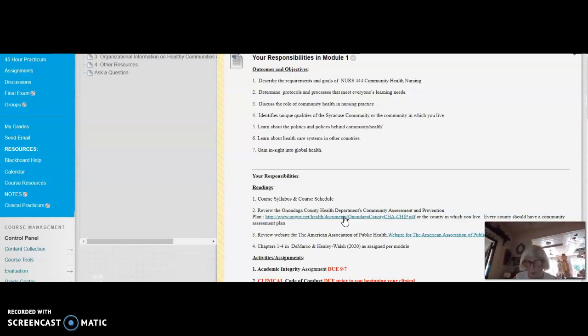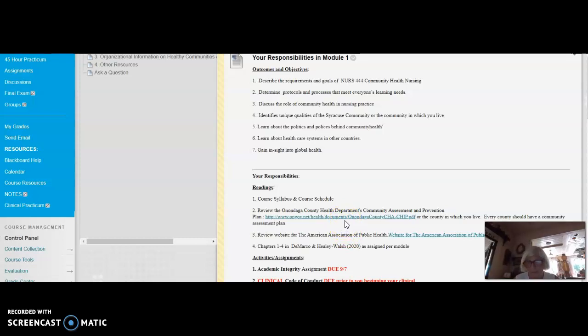One is your county health department. One is the city of Syracuse. There's a lot of data sources out there, and it's one of your responsibilities to dig into what's available and get some good data to support why you selected a certain population.